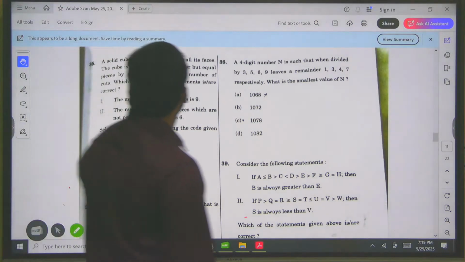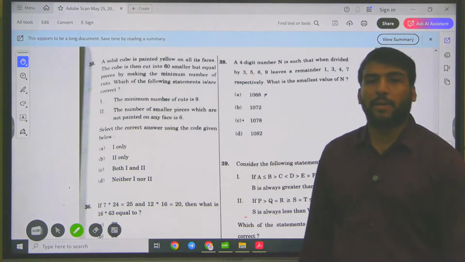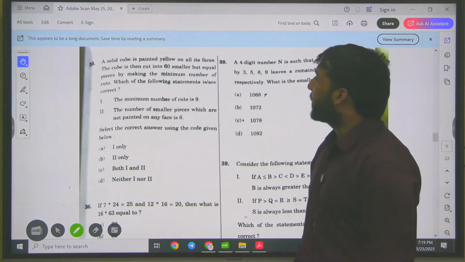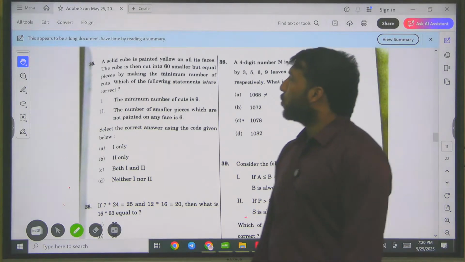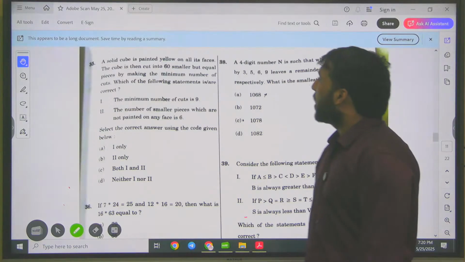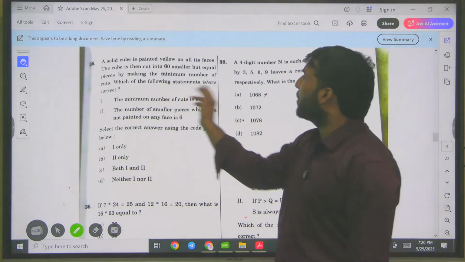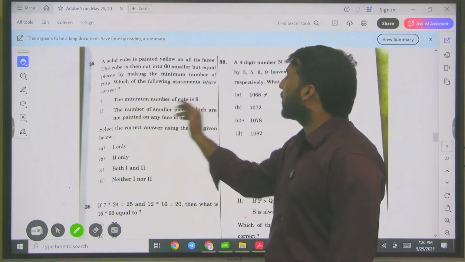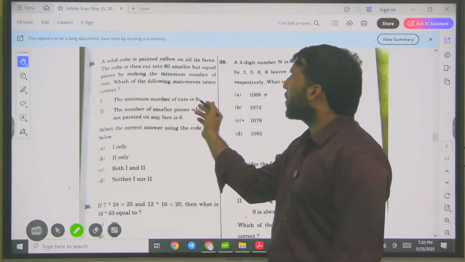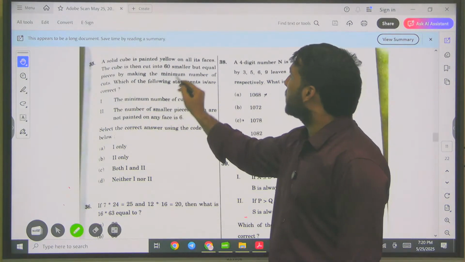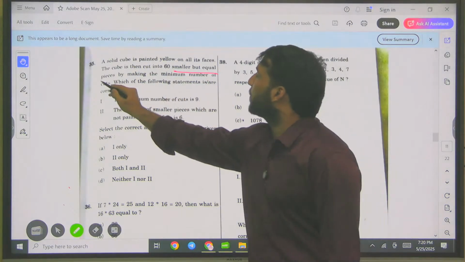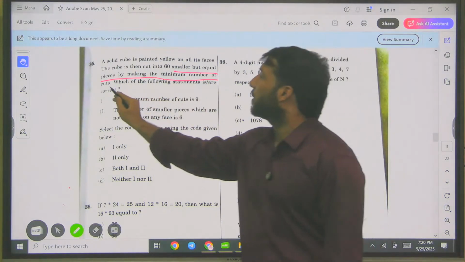So question related to cubes. A solid cube is painted yellow on all its faces. The cube is then cut into 60 smaller but equal pieces. Simple question. Minimum number of cuts and which of the following statements are correct?